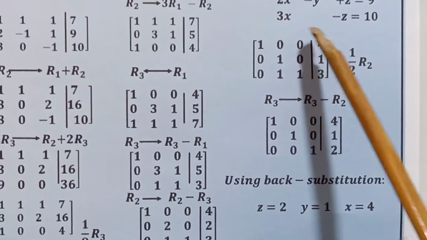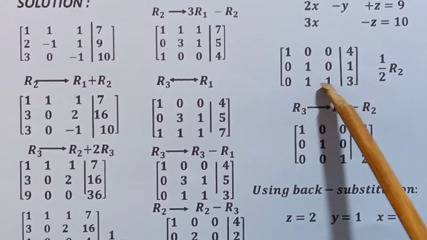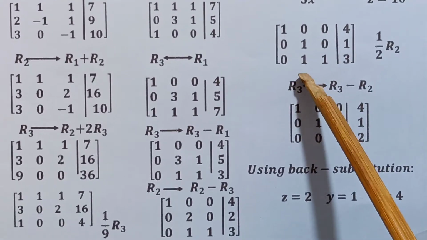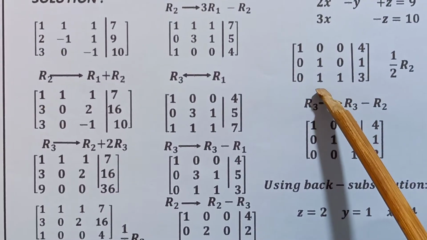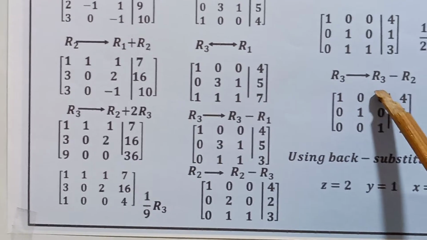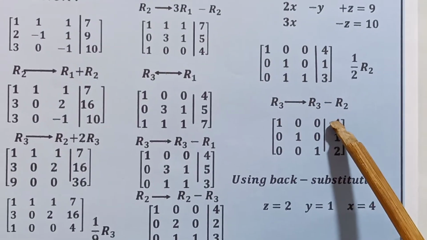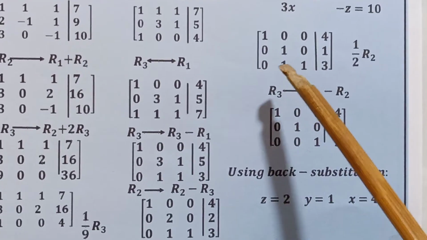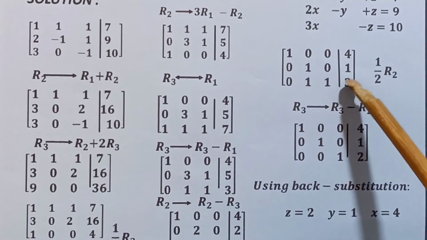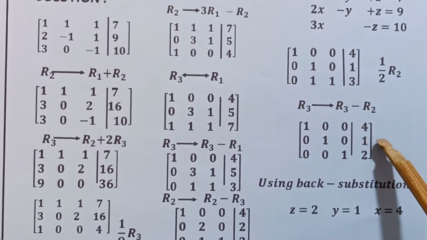The only thing that is left here is row 3. We have 1, and this should be 0 here. To convert this to 0, we just subtract row 2 from row 3. So 1 minus 1 is 0. 1 minus 0 is 1. 3 minus 1 is 2. So as you can see, we now have this form here.